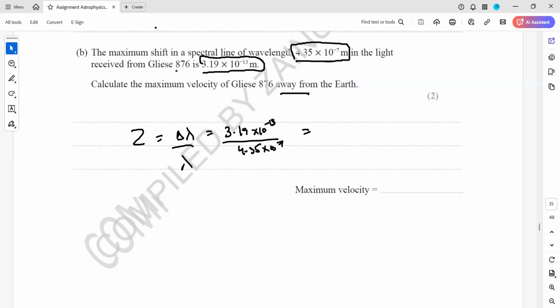After getting the Doppler shift, the formula is that the Doppler shift is the speed of the object, the star, divided by the speed of light. So just multiply the Doppler shift by the speed of light. After getting Z, I will multiply by the speed of light, which is 3 times 10 to the power 8.